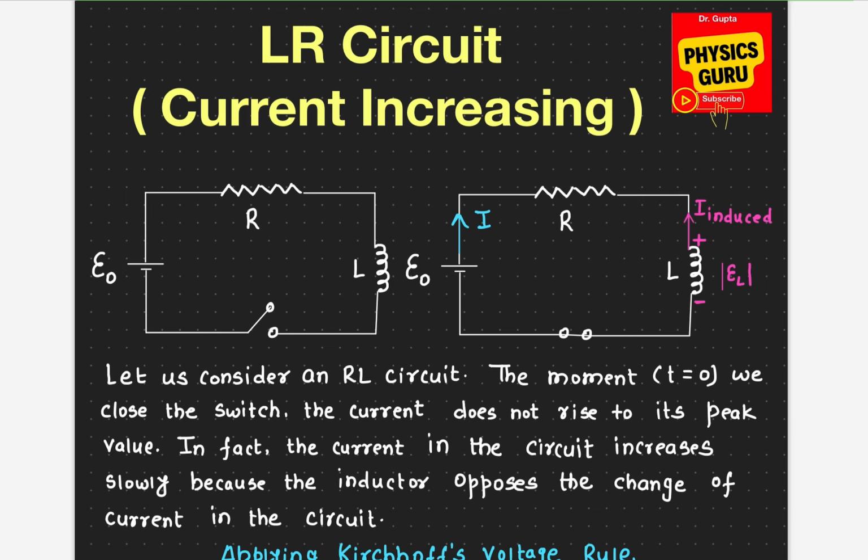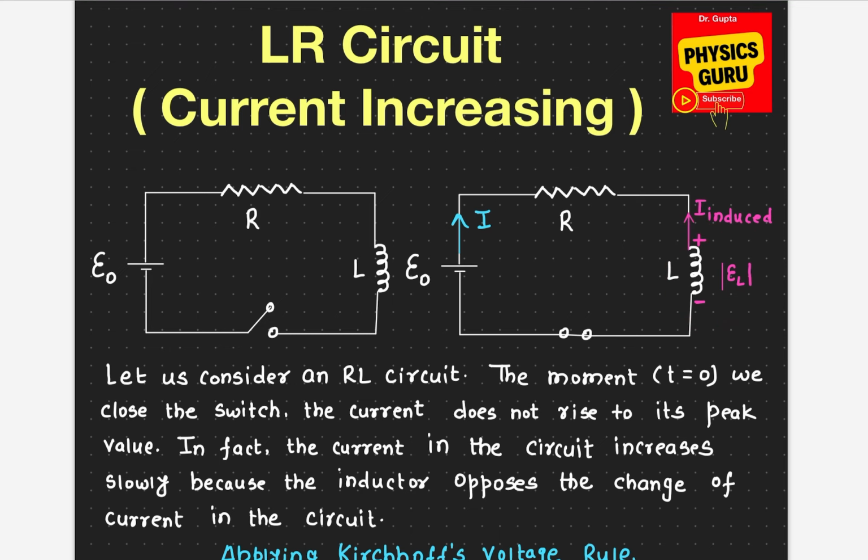But now there is another component, the inductor, and this inductor hates changes. Initially the current was 0, so if there is any current coming in the circuit, it will like to oppose. Because it is opposing, it takes a certain amount of time to get the maximum current. The current does not grow immediately. It takes a certain amount of time to reach its peak value, because this inductor hates the changes.